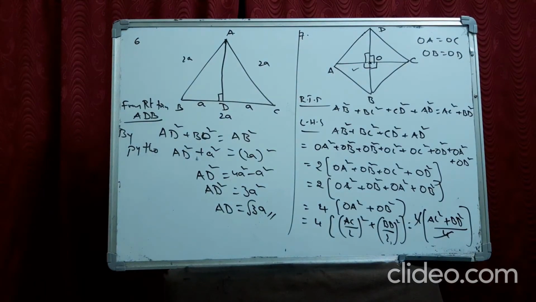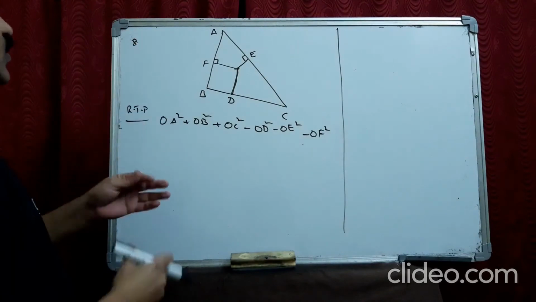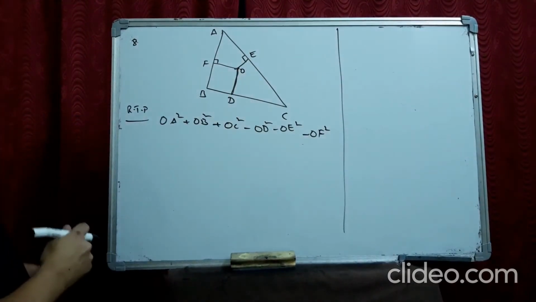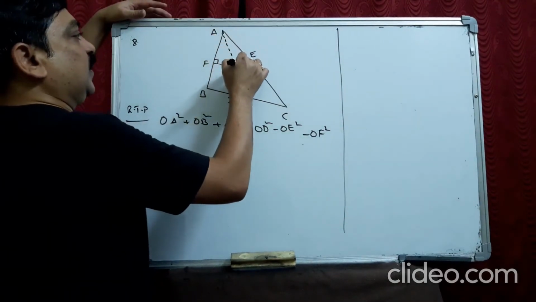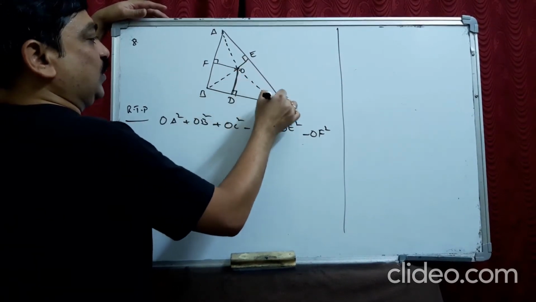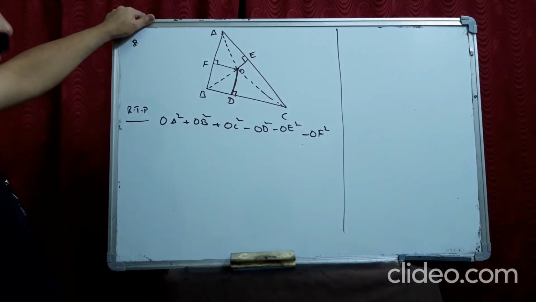See the 8th question. You are given a figure and you are asked to prove something like OA square plus OB square plus OC square. Let us join these also, and these are at 90 degrees. Let us join O with the vertices. OA square plus OB square plus OC square minus OD square, OE square, OF square.